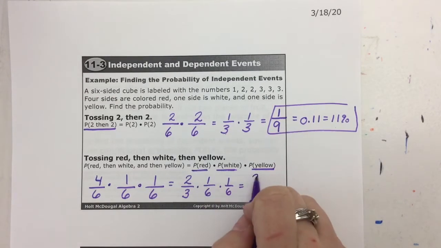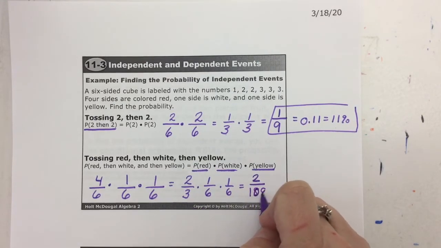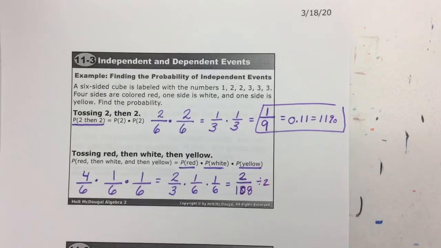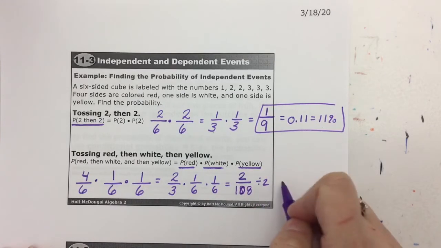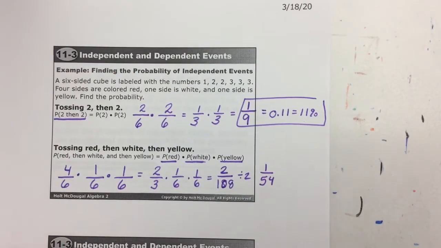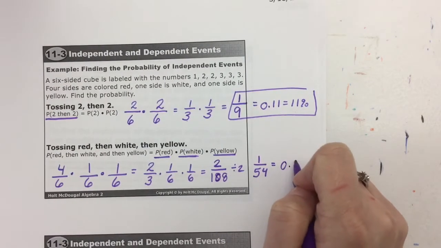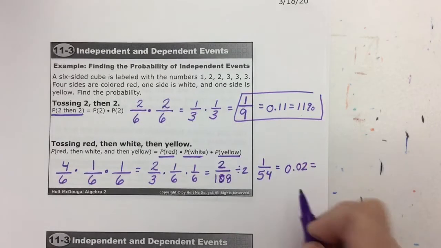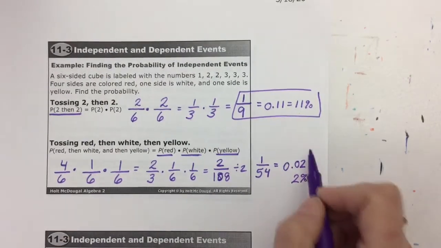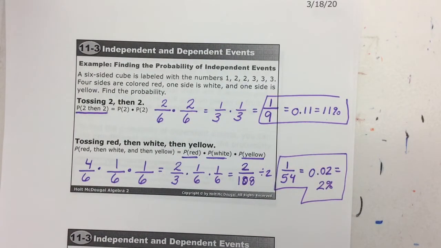2 times 1 is 2. 3 times 6 is 108. So even though I did reduce, notice I can still reduce further. So you always want to look and make sure that your final answer is in simplest form. 2/108, I can reduce that to 1/54. So there's your ratio. To turn your ratio into a decimal, go ahead and divide. 1 divided by 54 is 0.02 if I round it to 2 places. 0.02 is 2%. So on that particular number cube, there is a 2% chance you're going to roll a red, then you're going to roll a white, then you're going to roll a yellow in that order.